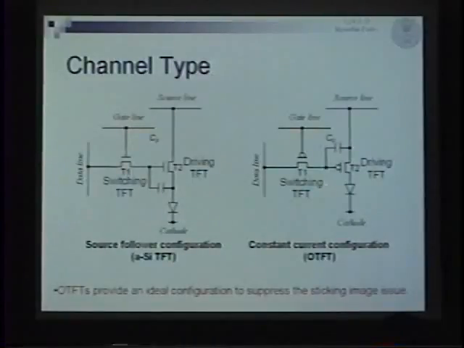On the other hand, OTFT has a constant current configuration. The source is on the side of the source line. So the change of the characteristic of the OLED doesn't matter. The gate voltage can be kept constant, and the same current flows. So the OTFTs provide an ideal configuration to suppress the sticking image issues.